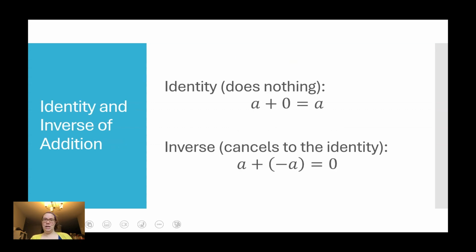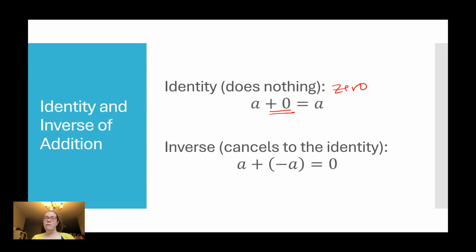In addition, we have an identity, something that does nothing. And that identity is 0. If we add 0 to any number, it's not going to change the number, right? 10 plus 0 is still 10. 12 million plus 0 is still 12 million.